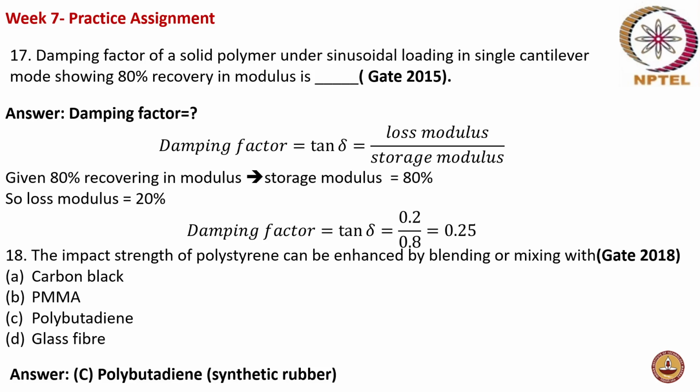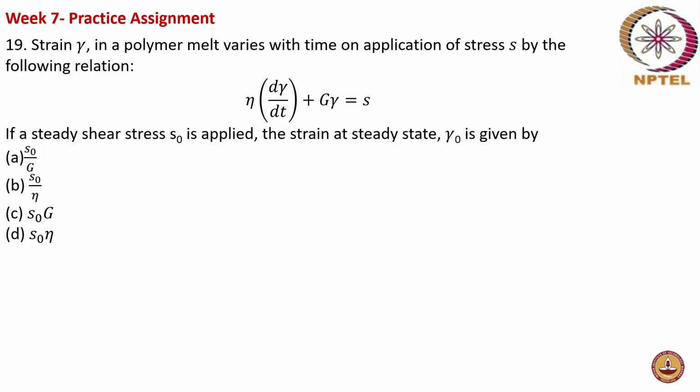So the answer is C. The impact strength of polystyrene can be enhanced by blending or mixing with polybutadiene, which is nothing but a synthetic rubber. So rubber can be used for improving the impact strength, and also as a damping material. In those two applications, they are used very well. Okay, next.